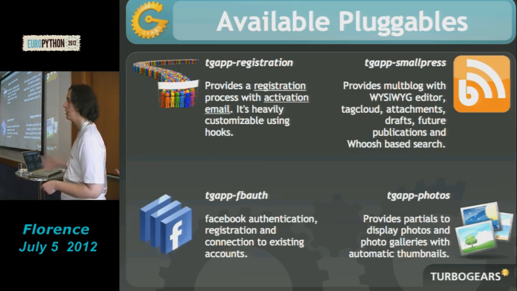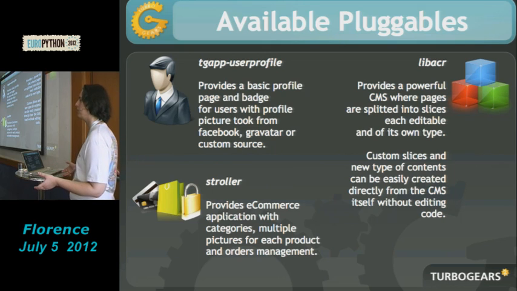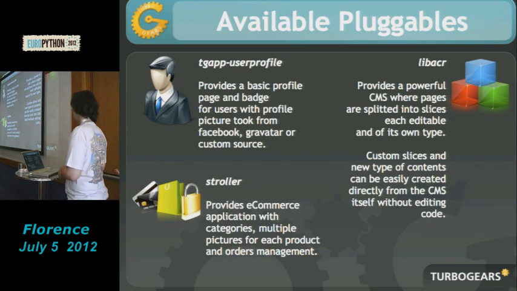We have TG-App Photos, which provides photo galleries and so on, much like the example I was showing before for EasyCrudRestController. And we have User Profile, which provides a profile page for users. It shows the name, a photo from Gravatar if it is available, from Facebook if you log in using FBAuth, or from the model if you provided any kind of picture inside the user. And it also makes it possible to extend the profile page by telling it that you want to show more data inside this profile.